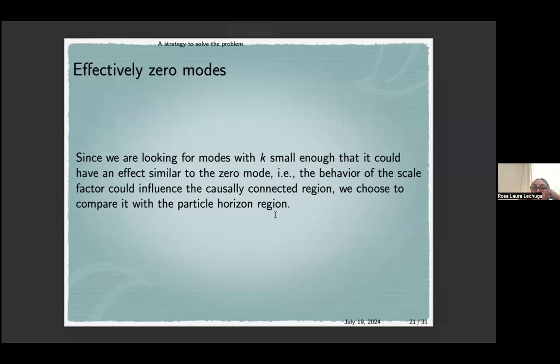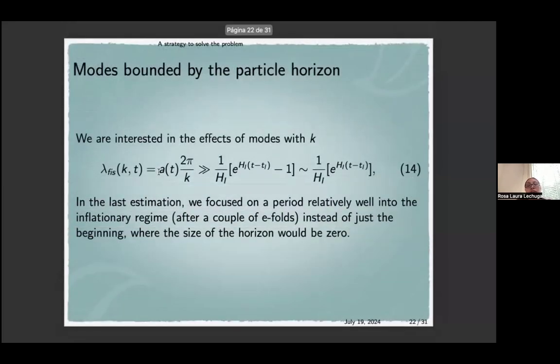But what could happen with the modes that have a large wavelength, almost like the zero mode of the inflaton field, and behave effectively like a zero mode? So we try to characterize what kind of modes could generate eternal inflation, and we choose the modes that are bigger than the particle horizon. This quantity is the one we studied in the first lecture, and we saw that the particle horizon codifies the causal connection between regions. So for that reason, we choose the modes bigger than the particle horizon to study the modes that could affect in this scenario.